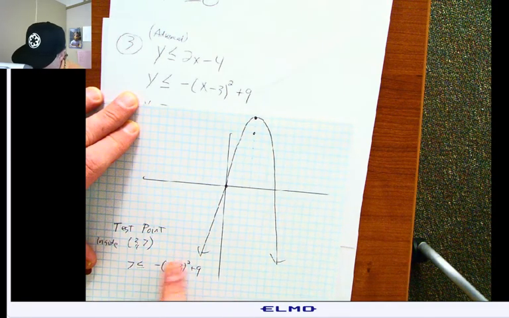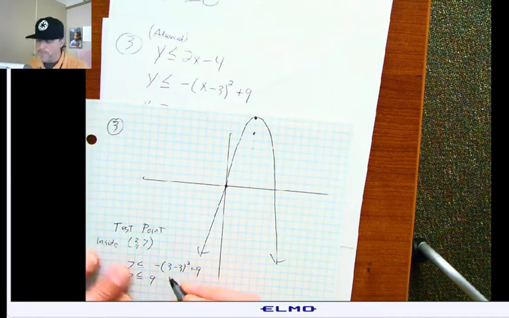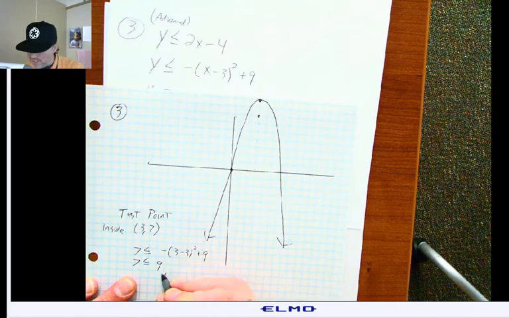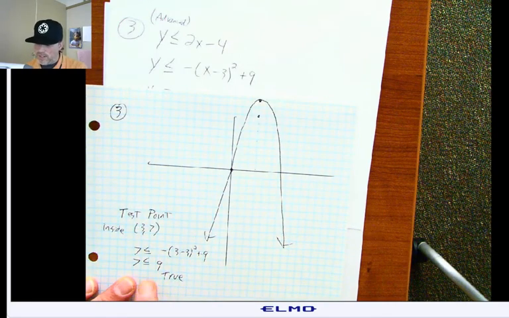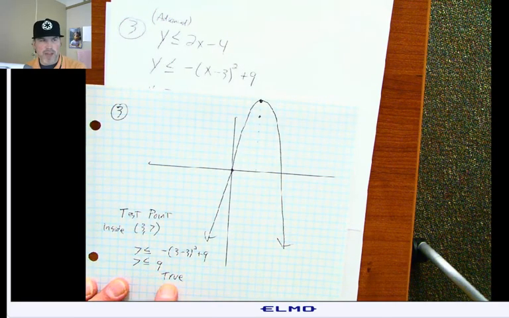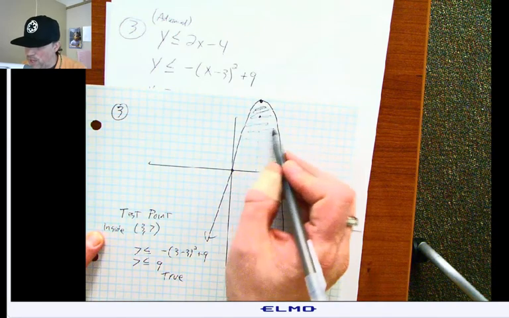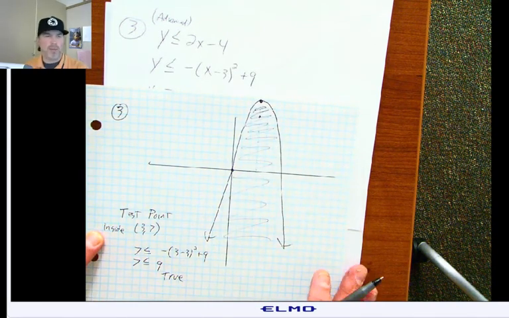This ends up being 0. I get a 9 over there, so 7 less than or equal to 9. Then ask yourself, is this true or false? 7 is less than or equal to 9. That's true. The test point was inside the parabola. That means we're going to shade everywhere inside the parabola.